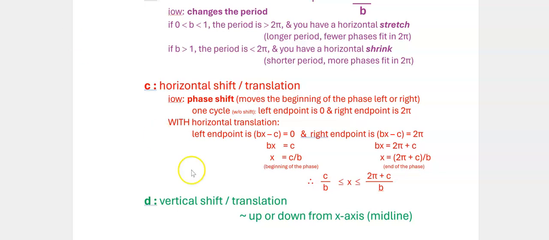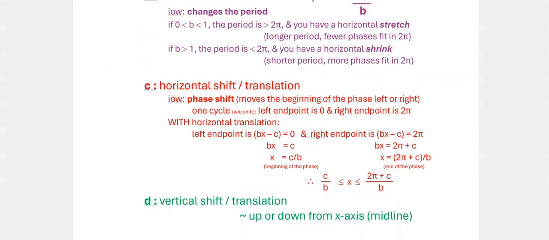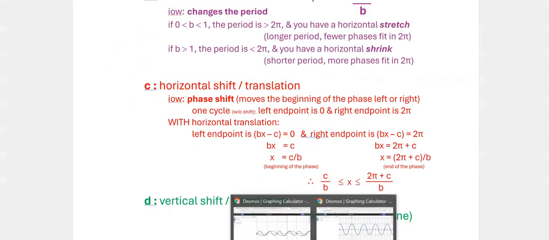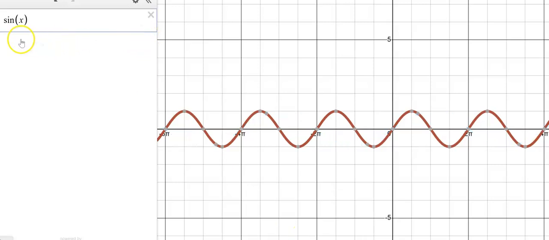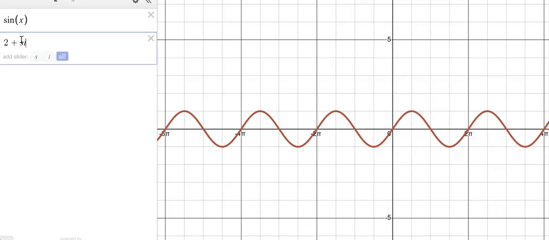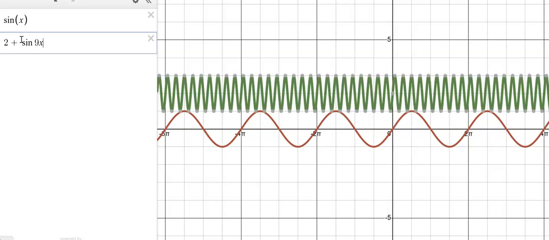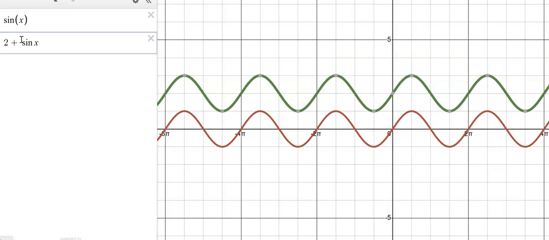So let's go ahead and go to Desmos and practice that. Show you what that looks like. I'm going to X this out. So if I would say the next one, let's just say 2 plus sine of x. I don't like this black color, but whatever. There we go. Oh, it's green now.